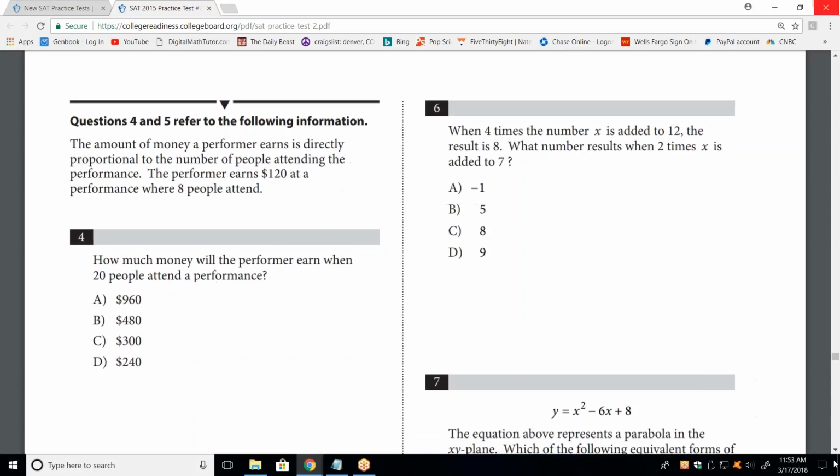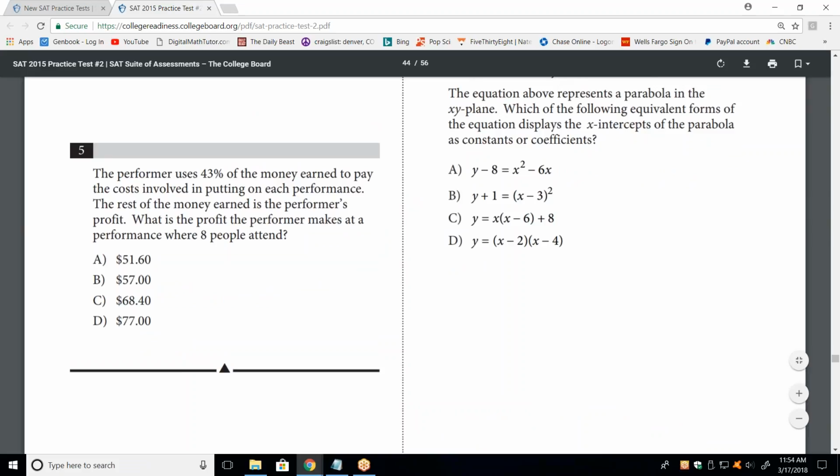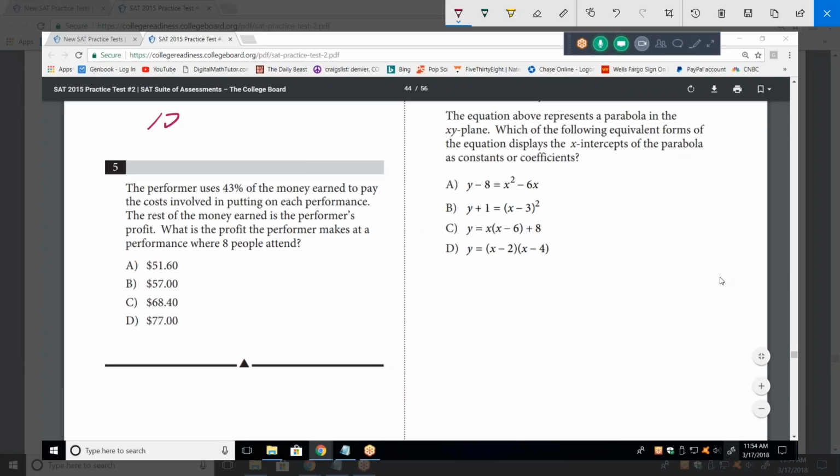Let's see. Let's go down to 5. I think, yeah, 5 refers to that same problem. In other words, here he earns $120 per 8 people. Let me put the stuff up there. $120 per 8 people. All right, now let's read this.